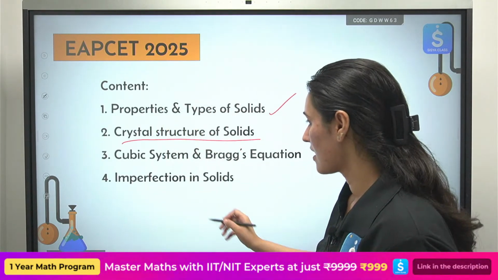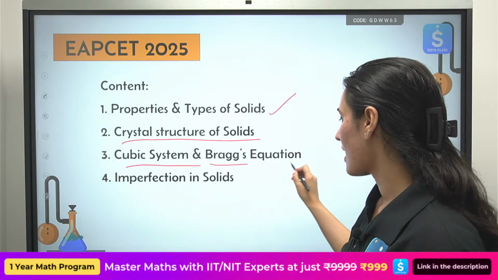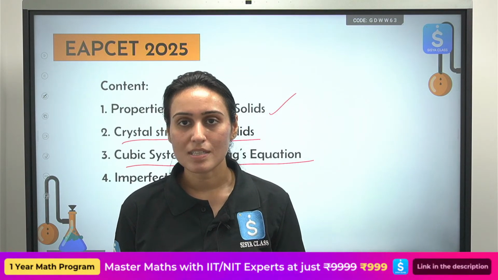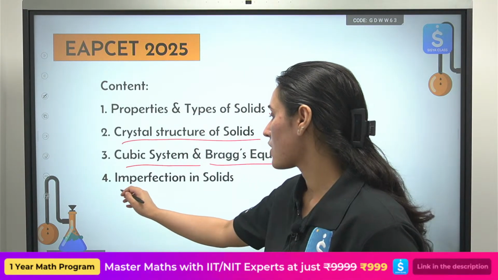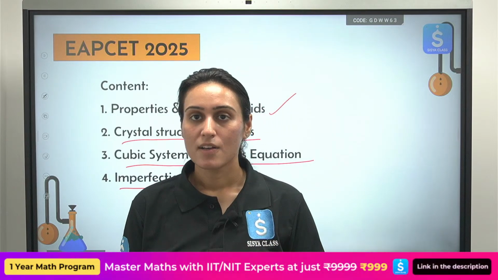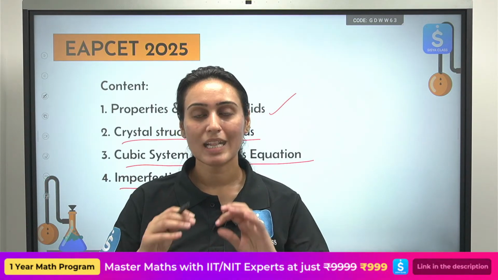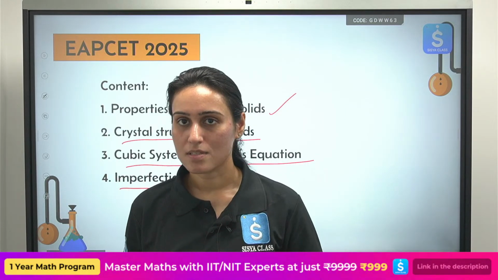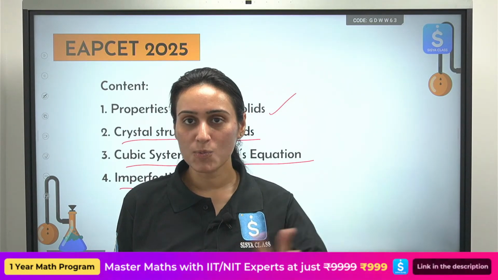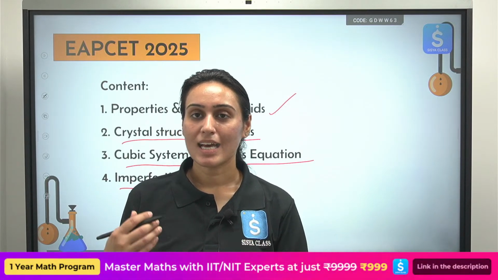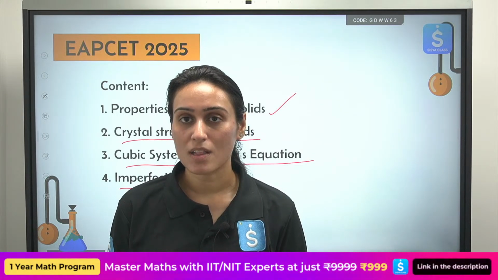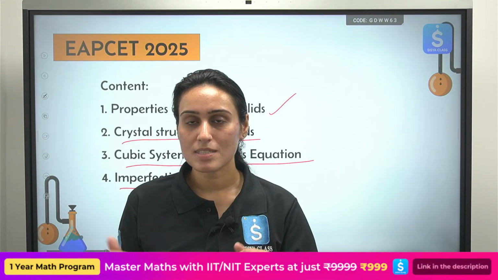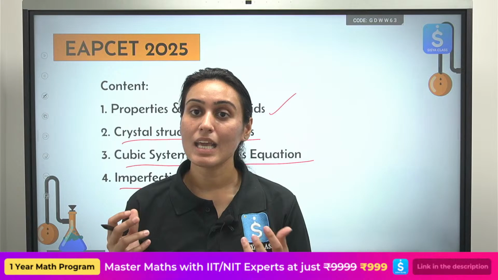Next we will understand about the cubic system and Bragg's equation. We will solve some questions also on the basis of that, and we will obviously see the formula. And finally we will talk about the imperfections in solids. So how do we understand solids? That there is a perfect arrangement that is repeated after intervals, correct? But what we assume, that solids are perfect, they are not perfect. There are chances that some impurities are present in your solids, that some of the cations are missing, that some of the anions are missing, or both of them are missing and electrons are present in the interstitial sites.